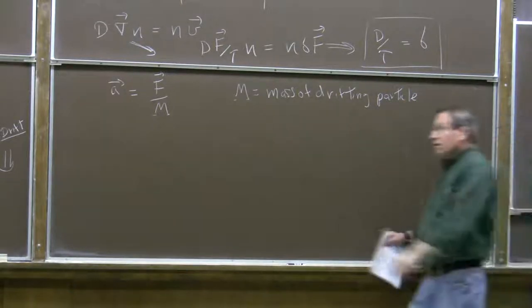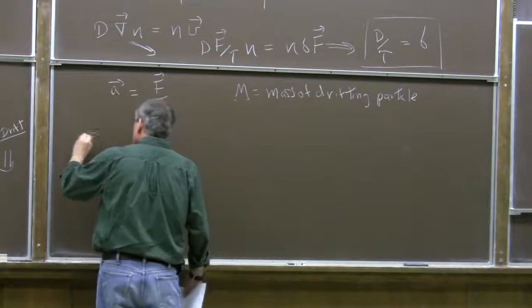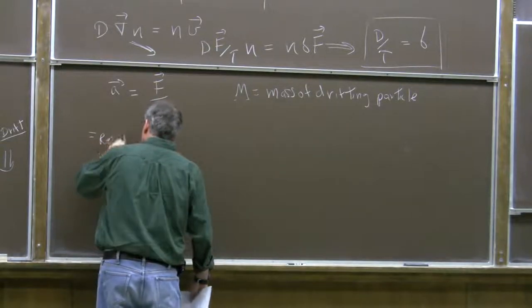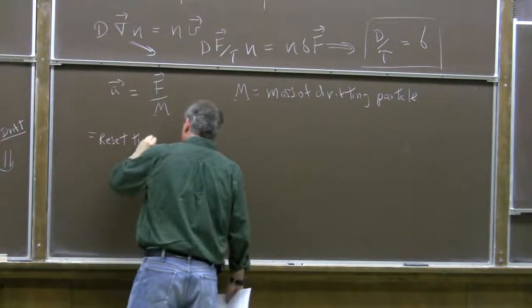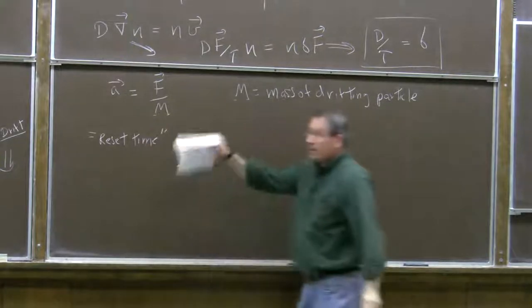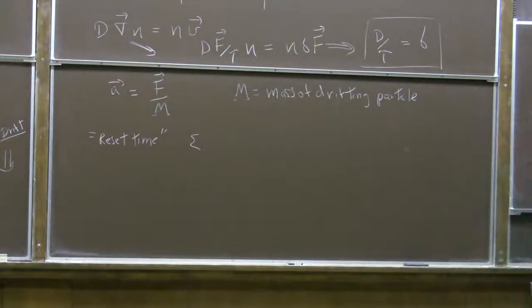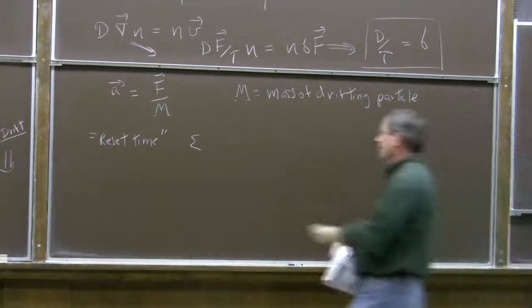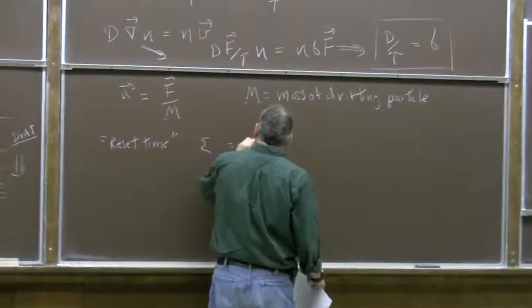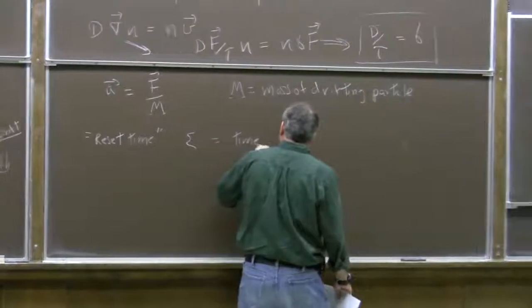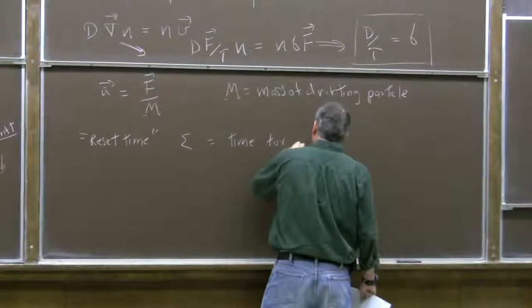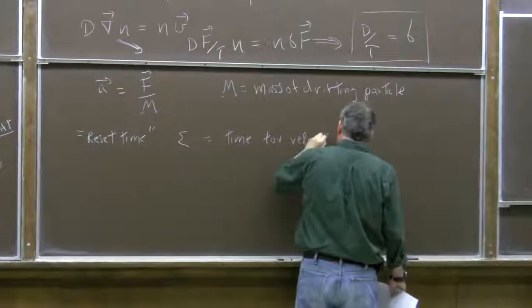And so there's going to be a reset time. Like in the microscopic model we discussed last time, we'll call that epsilon. That's the time that the particle moves before the molecular collision to randomize its velocity and send it off in a new direction. Time for velocity to be reset.